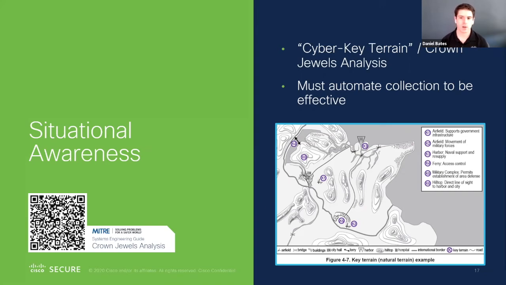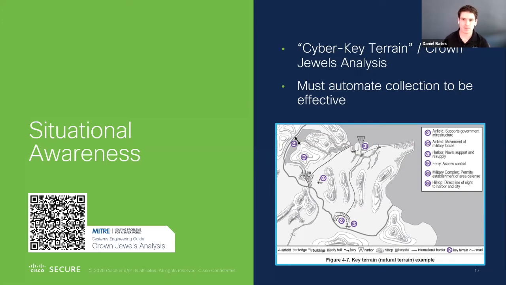I've got a QR code here for MITRE's Crown Jewels analysis process, which is part of their systems engineering guide, which has a really good description of how to develop and identify what they call the crown jewels. Same thing as key terrain, just more of an industry term there.